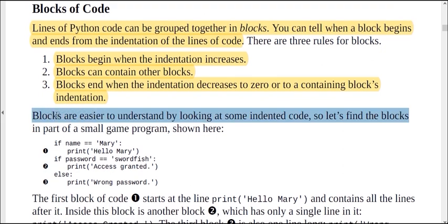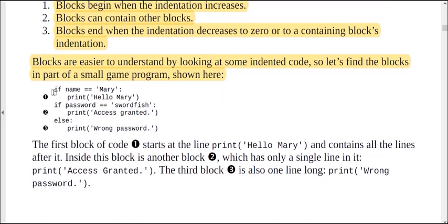So now, as you can see here, blocks are very easy to understand by looking at some indented code. Let's find the blocks in part of a small game program shown here. Here you can see if name equals Mary, then there is a space before the next print statement. This space is known as the indentation, and here this block has started. Again you can see there is a new if statement. This is the indentation of this if block, and again this is an else block. This is the indentation of this else block.